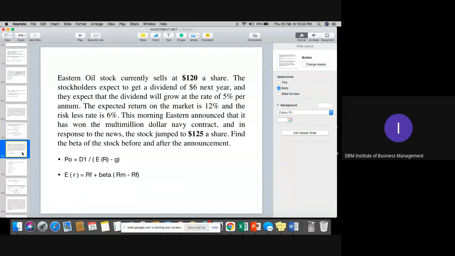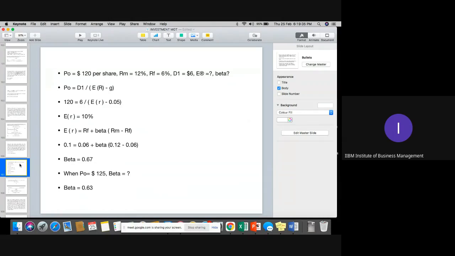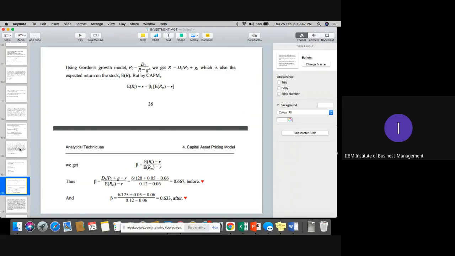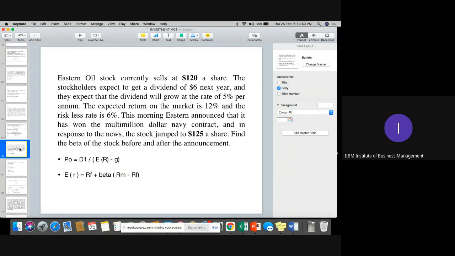The answer of this question is actually, first of all, you need to go for ER, which is 10%. Then beta is 0.67. And then the price is 125, beta is 0.63. Okay, so these are the answers we have. But first of all, please calculate at your end. Then I'll show you how to do this.